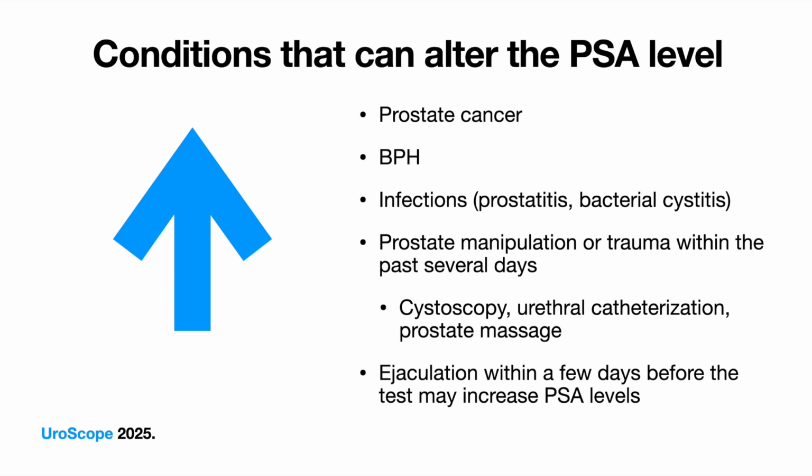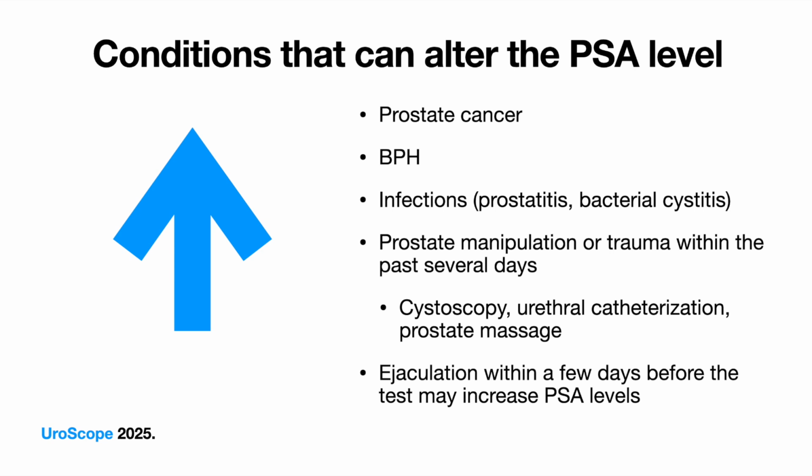Number 1 on the list, prostate cancer. PSA levels are often higher in men with prostate cancer, making it one of the key reasons this test is used in screenings. Next, we have BPH. This is a non-cancerous growth of the prostate, but it can still lead to increased PSA levels.